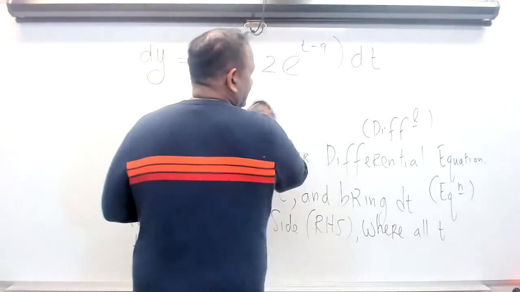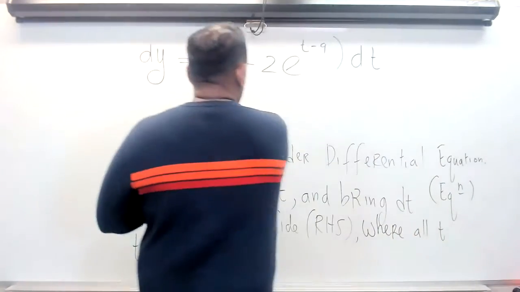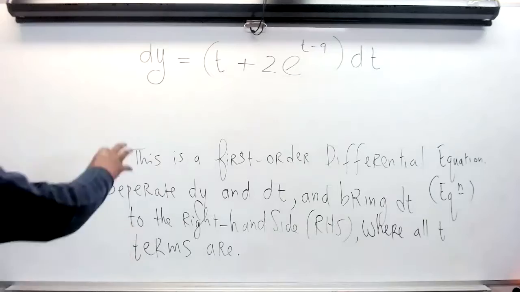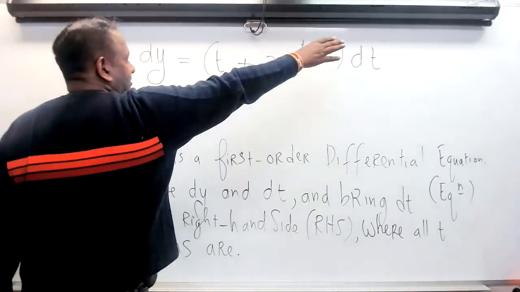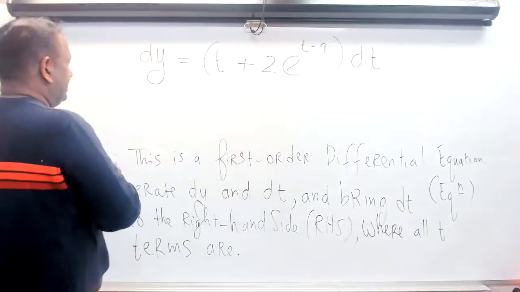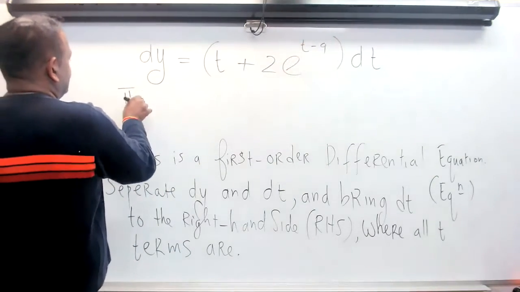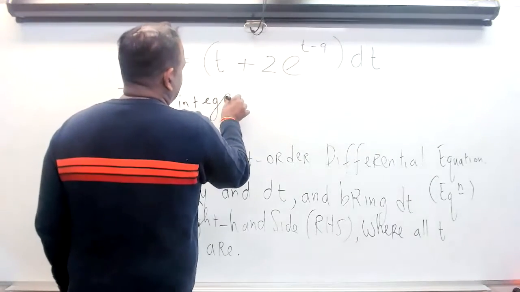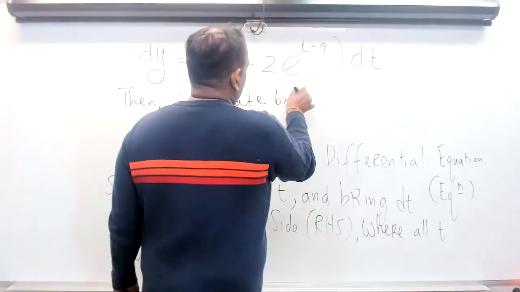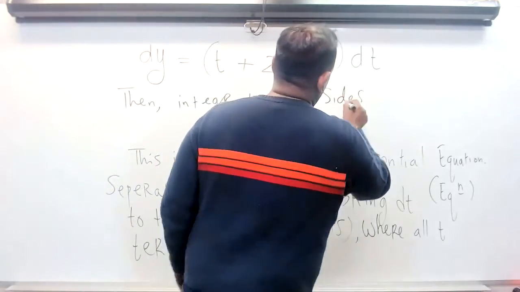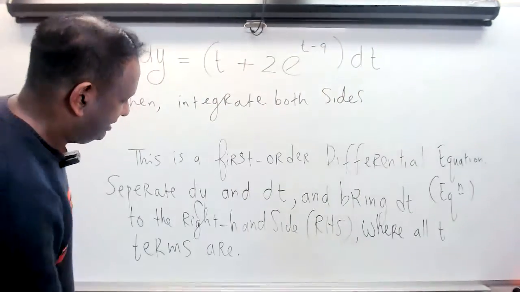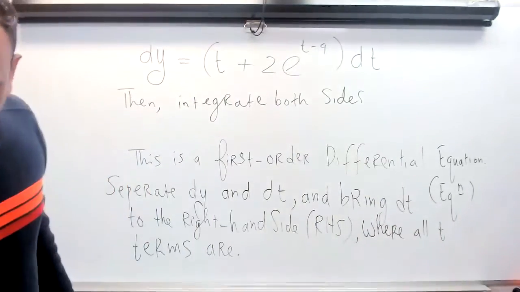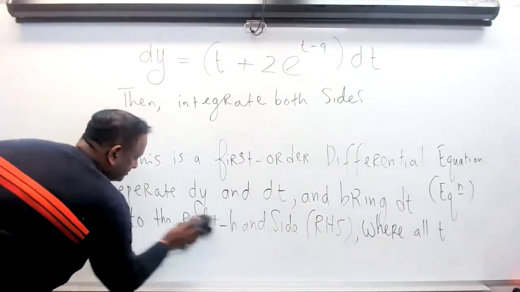Simply I separated the two operators and brought one to the other side. Whatever appears in the denominator, I brought to the other side. That's it. Then integrate both sides with respect to their operators.